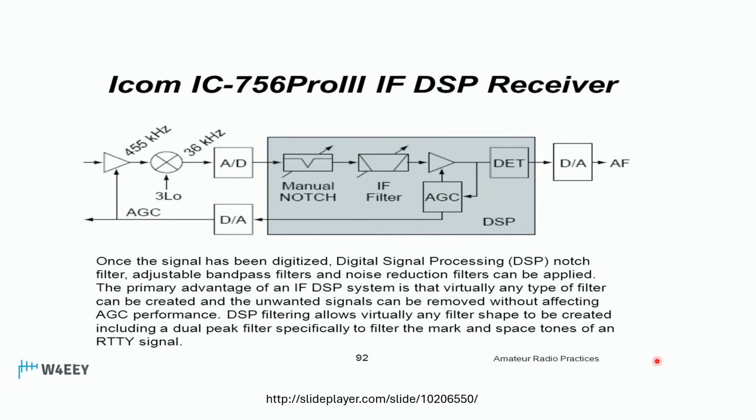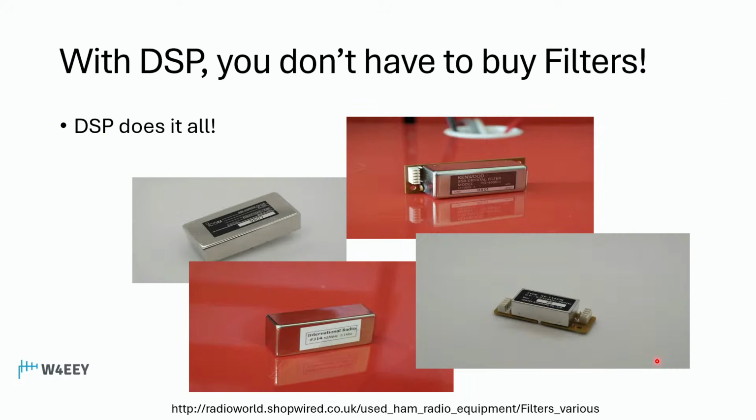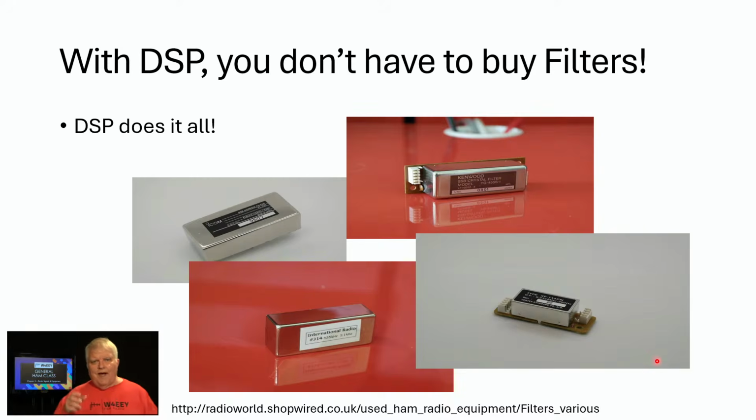It does the notch filtering, it does the IF filtering, it has noise blanker functions, audio peaking filters, and it's all done in the digital domain. Another nice thing about DSP is that you don't have to buy filters. Remember I said you had to buy a filter for CW and a filter for single sideband. You don't with DSP. It's all done in software, all the filtering.